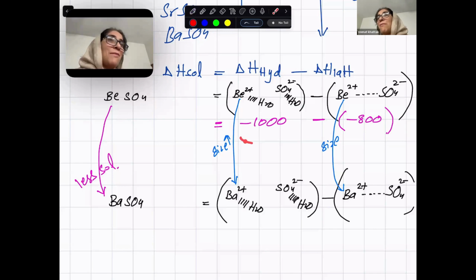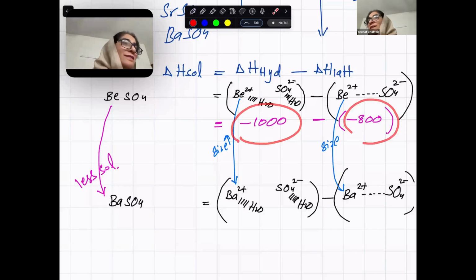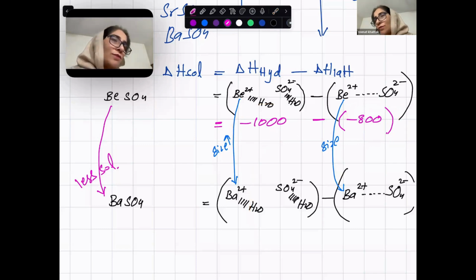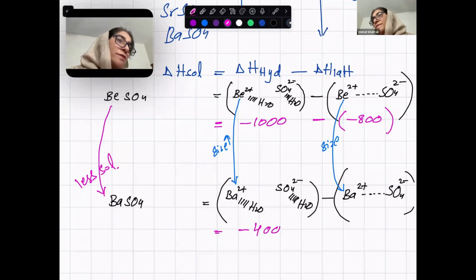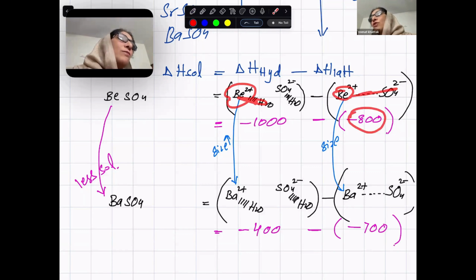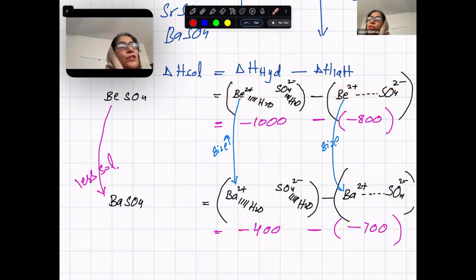Okay. Minus 1000, this is minus 100. You know what is happening down the road? It decreases. And it decreases to how much? Suppose minus 400. And this also decreases, to how much? Minus 700. Look. Smaller, more attraction; smaller, more attraction; more exo, less exo, both decrease.